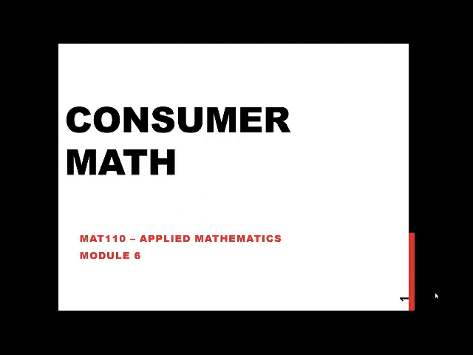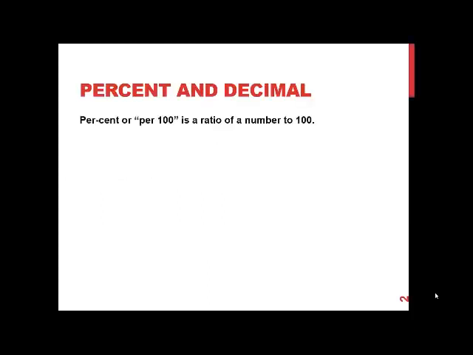Module 6, Consumer Mathematics. We'll start off with a discussion of percents. Percent, or per 100, is the ratio of a number to 100. Therefore, 19% can be written as the ratio 19 to 100, or the fraction 19 over 100. Likewise, 5 over 100 is equivalent to 5%.